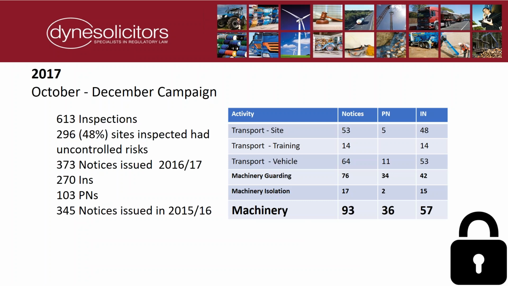Why am I here presenting to you today? Well, I suppose it's because the storm clouds are gathering. HSE's 2017 campaign produced some very disappointing results, as you can see on the slide. 48% of sites had uncontrolled risks, and 373 enforcement notices were issued. Machinery, guarding and isolation were areas of concern.